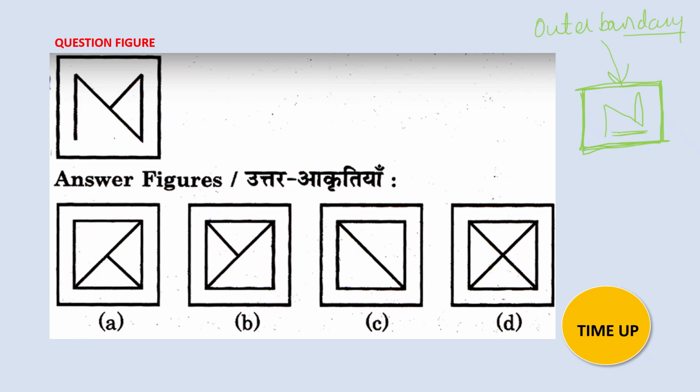Okay, so we'll come to the questions now. So this is your image, correct? This is your image here. It's like this, and some triangle is there, correct? So which one is forming that?